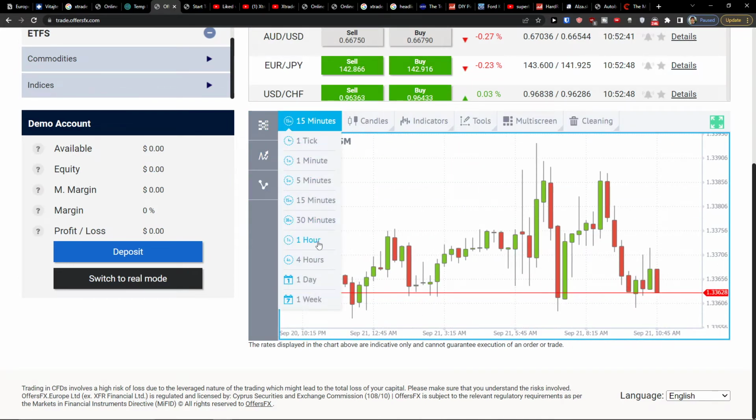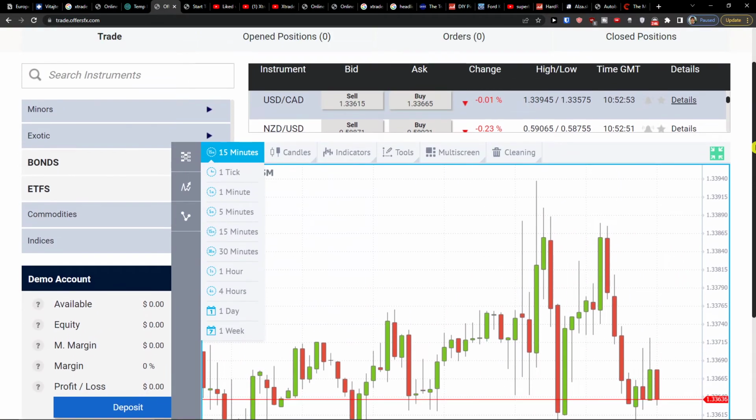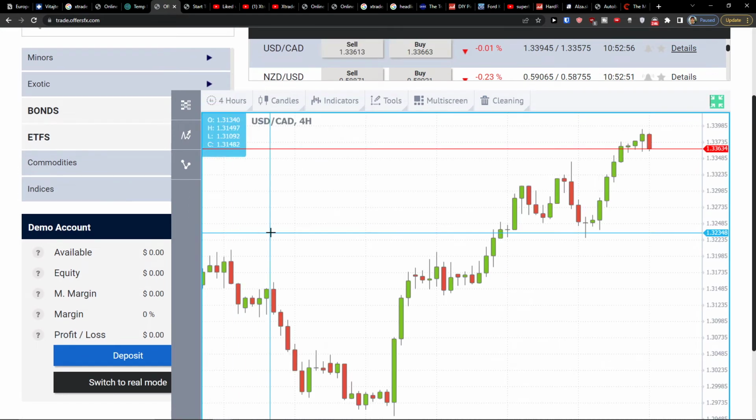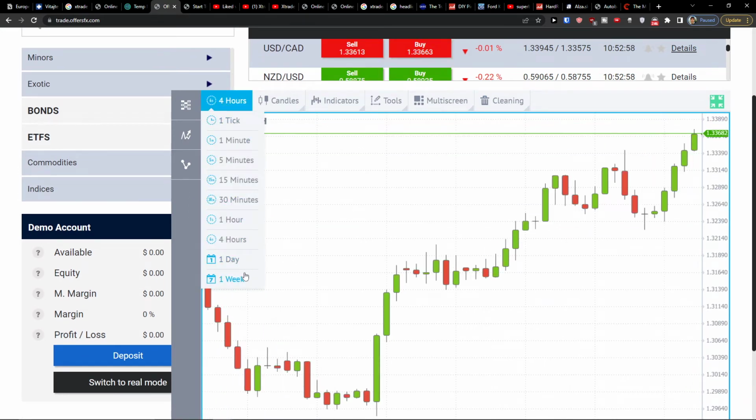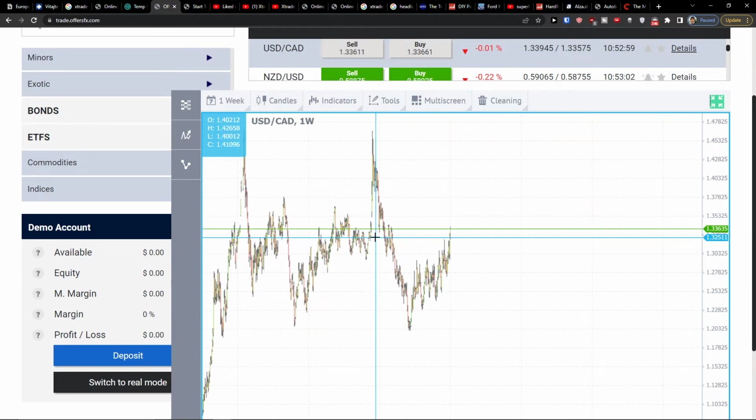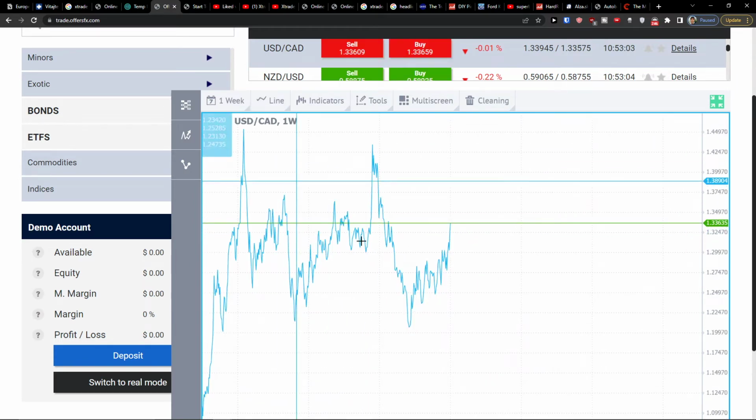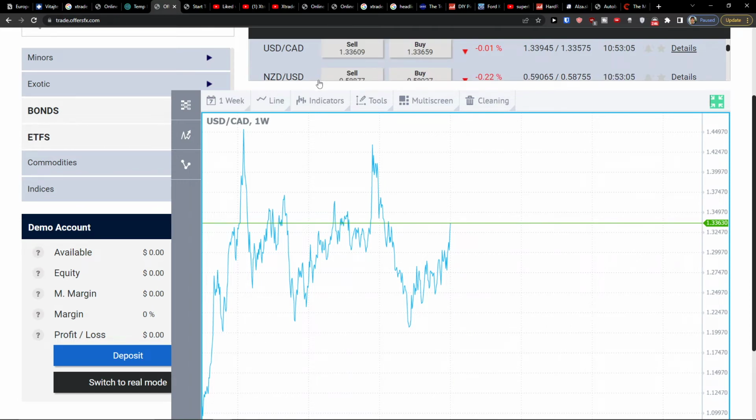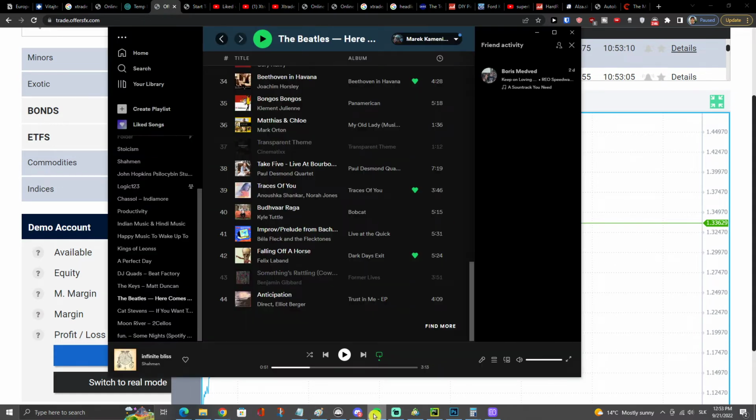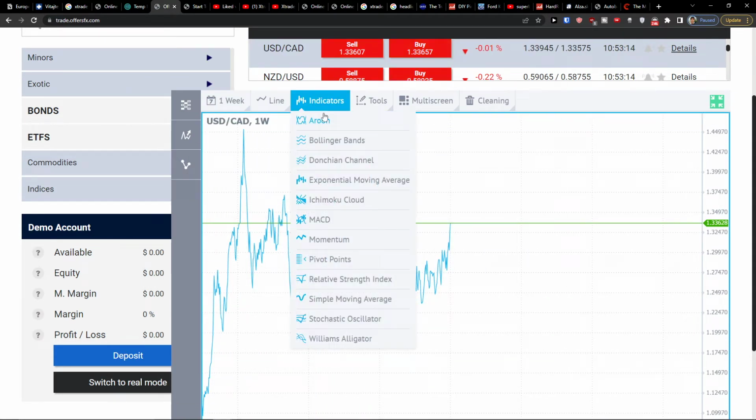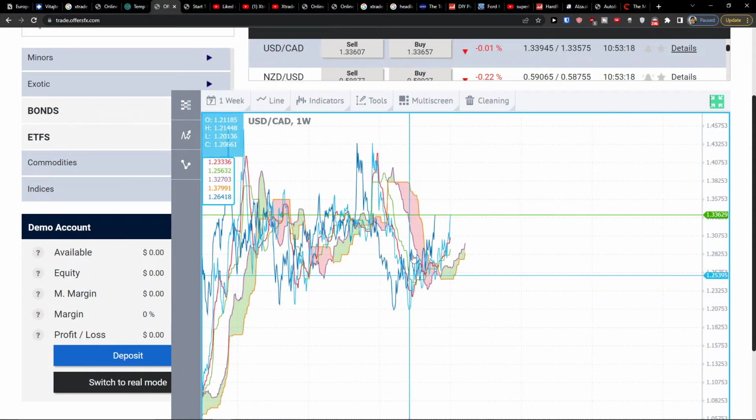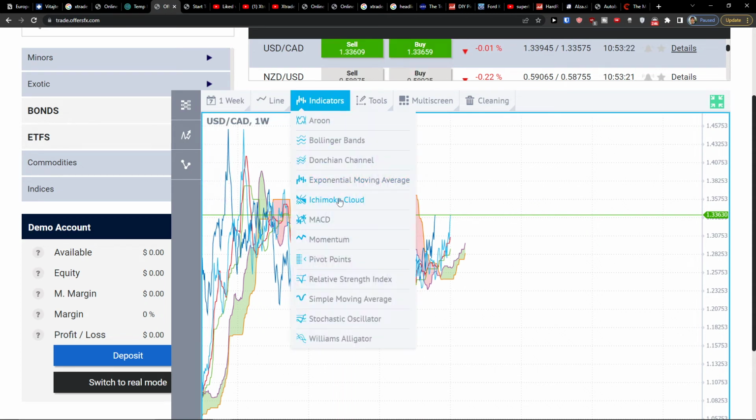You can switch the timeline here, so let's make it bigger on the top right. You can choose 4 hours, or let's say a 1 week timeline. Then you can have candles, or you can have a line here. And then also what you can have, guys, is indicators. So you can have bands, Ichimoku cloud. Then you can have an indicator of momentum, simply moving average.